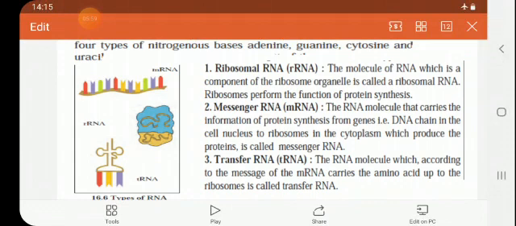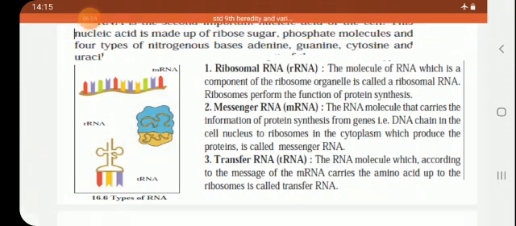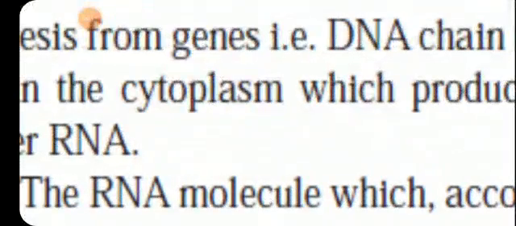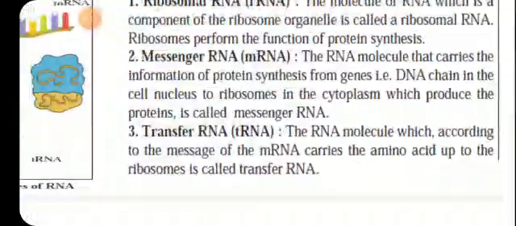So ribosomal RNA produces the proteins. Then that protein is produced. That message is given by messenger RNA to the ribosome which is present in the cell. After getting the message, the amino acid is passed directly to the ribosome which is present in the cell. This is called transfer RNA.